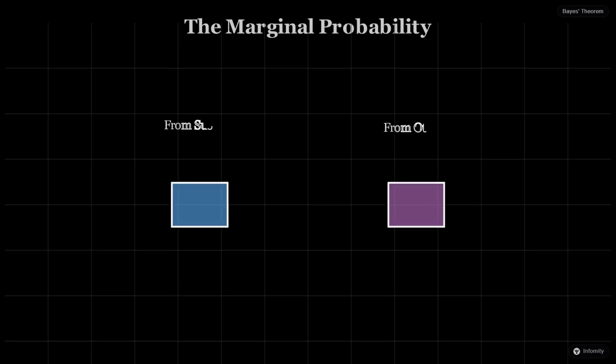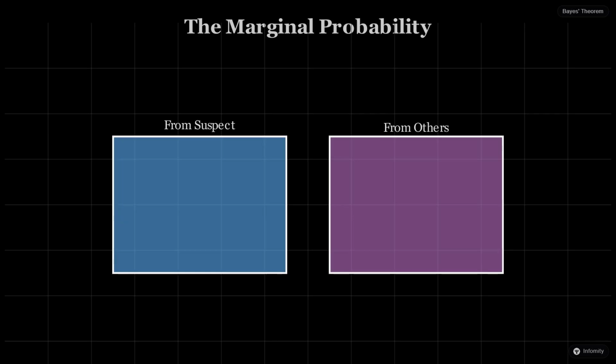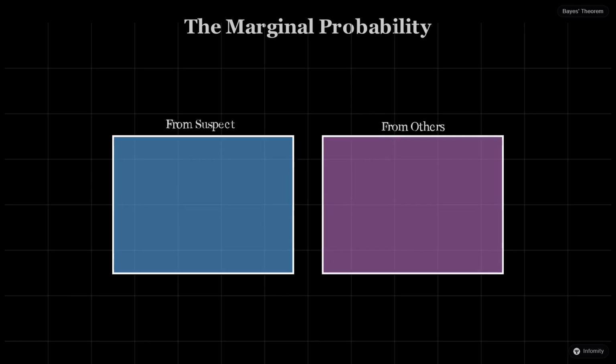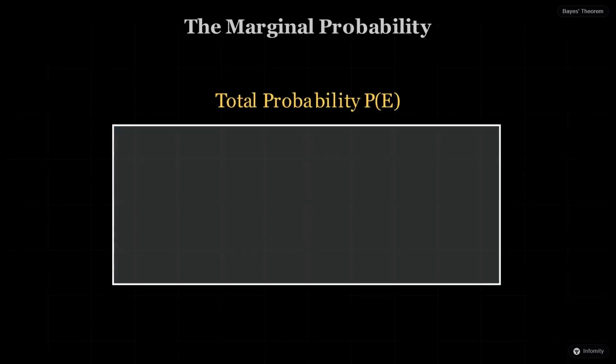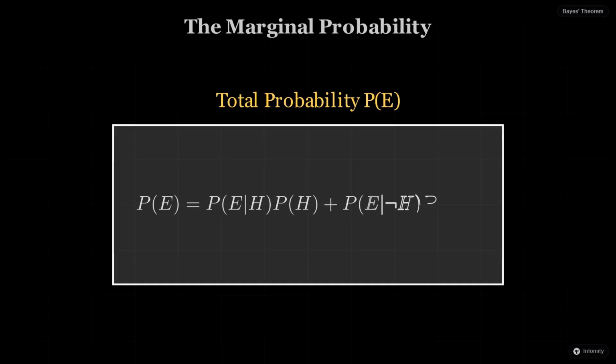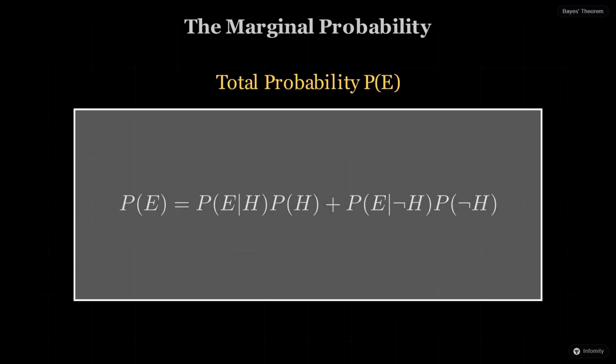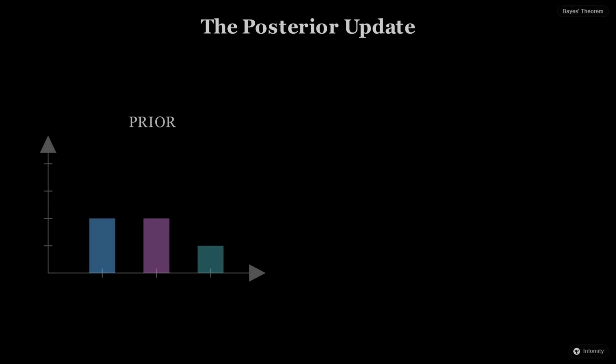Before we can update our belief, we need to know how common this evidence is in general. In our mystery, a fingerprint could have come from our suspect, but it also could have come from an innocent bystander. We calculate this by summing up all the ways the evidence could have appeared across every possible scenario. It acts as a normalizing factor. If the evidence is very common, like a generic footprint in a busy mall, it won't help us narrow down our suspects much.